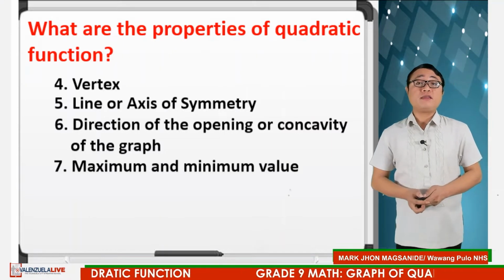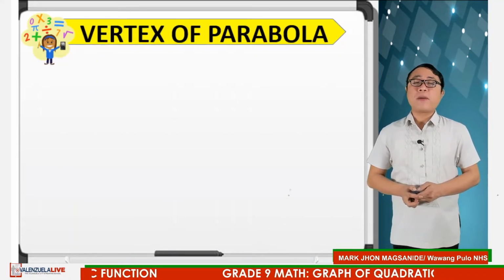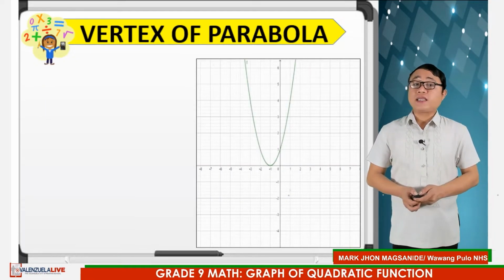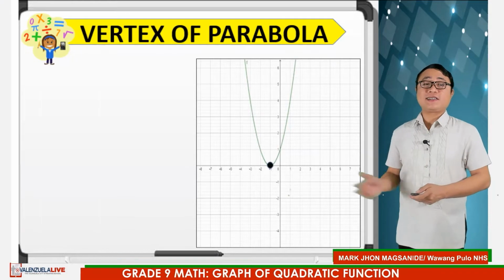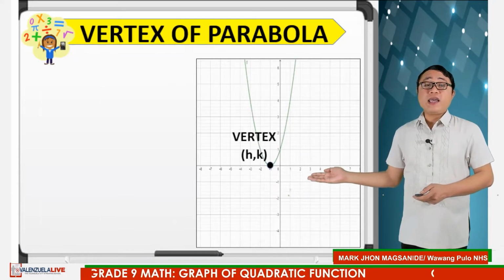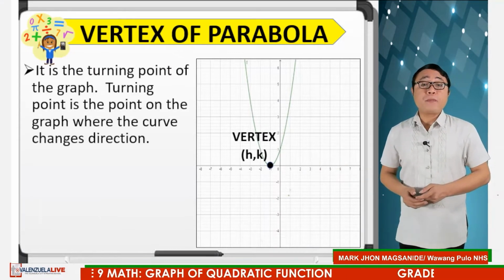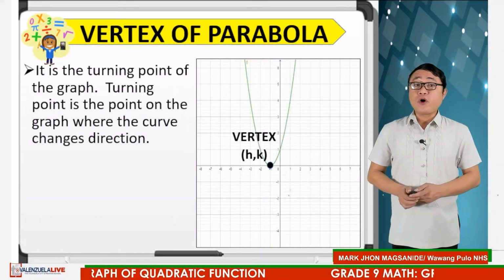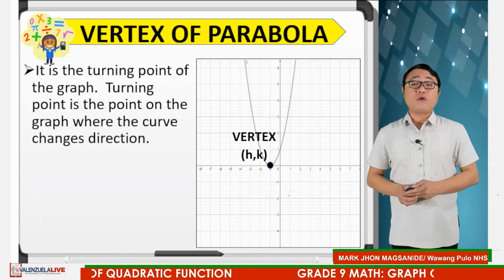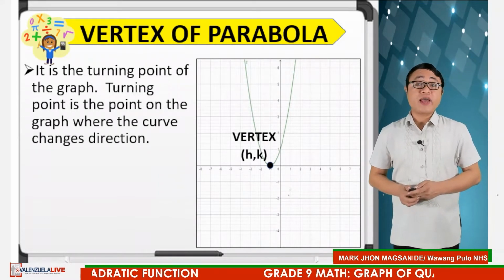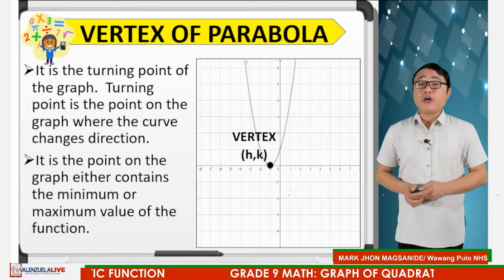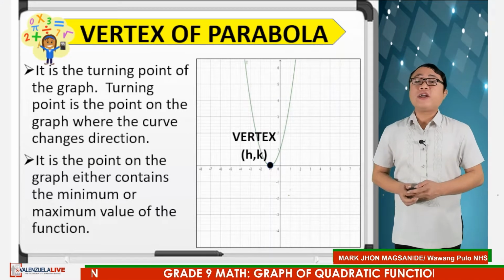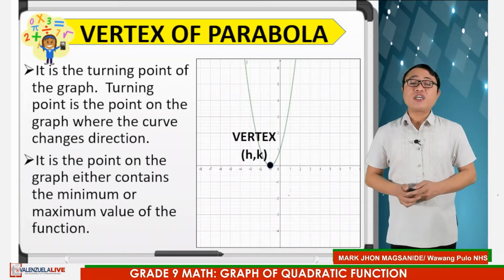So, beginning with the vertex of a parabola. In a parabola, the vertex with coordinates (h, k) is the turning point of the graph. What is a turning point? Turning point is the point on the graph where the curve changes direction. It is the point on the graph that contains either the minimum or the maximum value of the function.